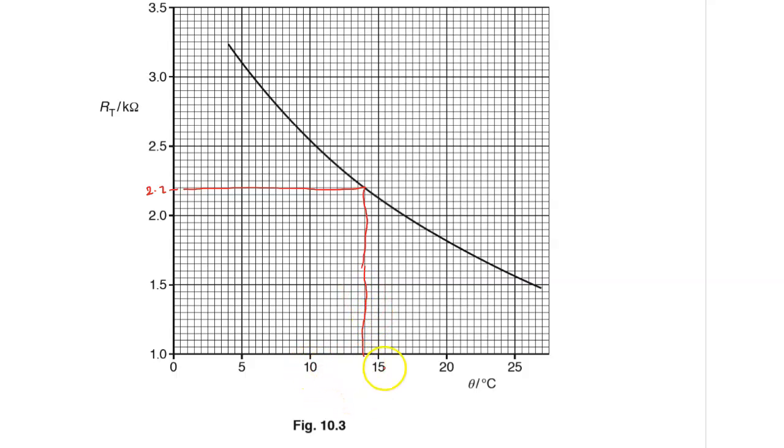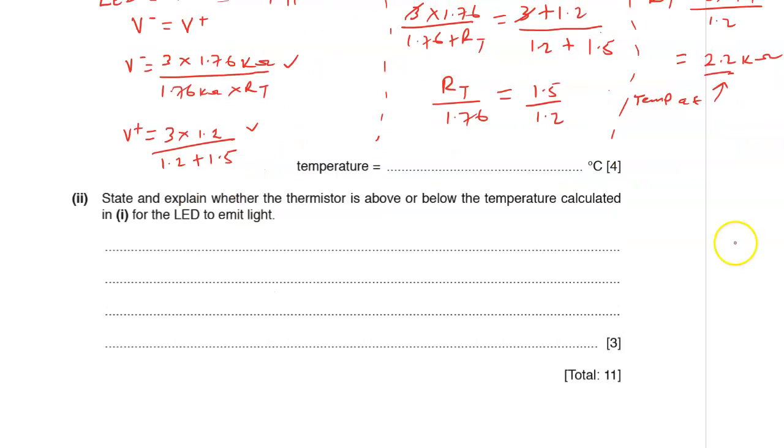Very good. So this is 10, this is 15, so this is 14. So the temperature at RT is equal to 14 degrees Celsius. So that is what you write right there, degrees Celsius. Very good.